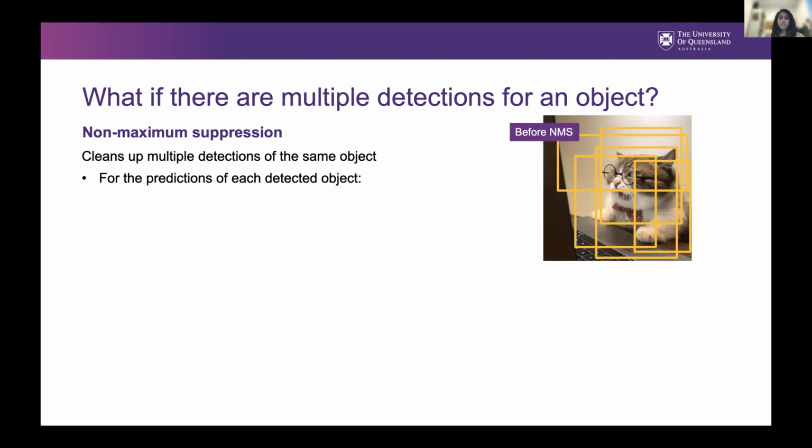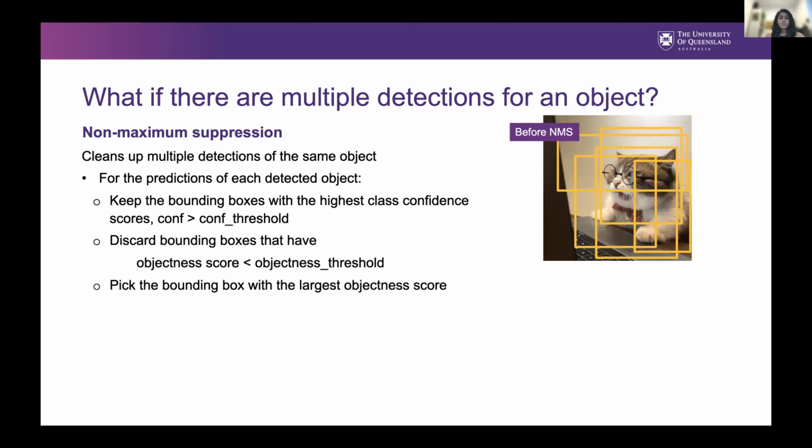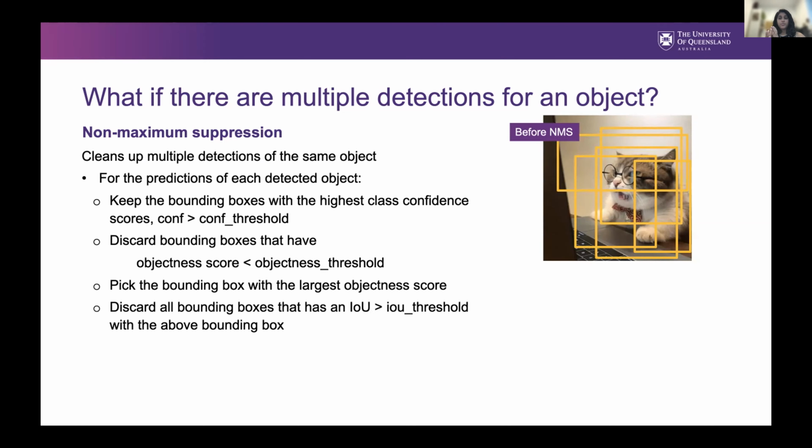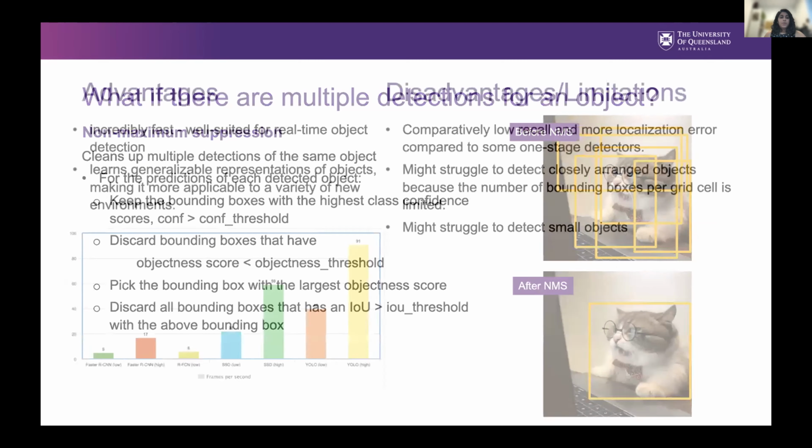So for the predictions of each detection object, we keep the bounding boxes with the highest class confidence scores, which are above some threshold that we set before training. And then we discard all of the bounding boxes that have a lower objectness score and pick the bounding boxes with the largest objectness score, and then compare the IOU with all of the remaining bounding boxes, and also discard everything that has a high IOU, common IOU, right? So after applying non-maximum suppression, we are left with just one detection per object, right?